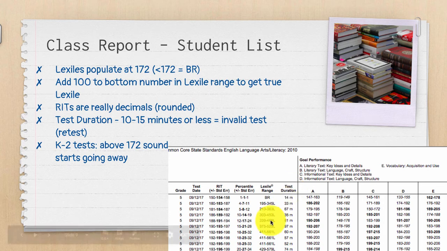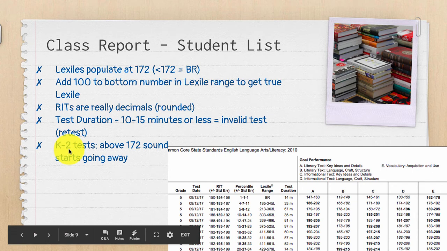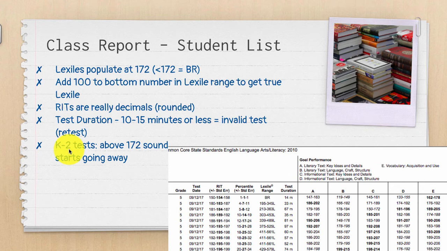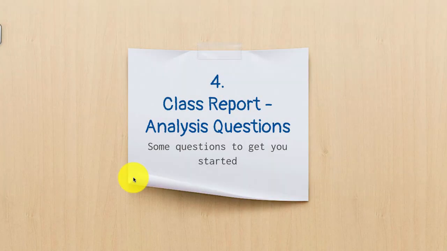Okay. Also, a note about the K-2 growth tests. If you don't know this, the K-2 growth tests are actually read to students. However, once they start answering questions at about or above 172, the sound starts to go away. It doesn't read it to them anymore. If they keep getting them wrong, then the sound will start to come back as they start answering questions lower than 172. So it does see, can they independently read some of these questions? So those were some odds and ends just about the class report to help you in analyzing it.